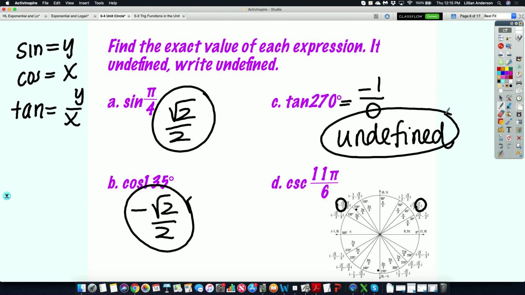Cosecant is the reciprocal of which one? Sine. So that means I basically need to flip the sine, which is technically I need to flip the y coordinate. 11 pi over 6, here it is. What's the y coordinate? Negative 1 over 2. So if I flip it, I get what? Negative 2. And that is the cosecant of 11 pi over 6. Do you see how?